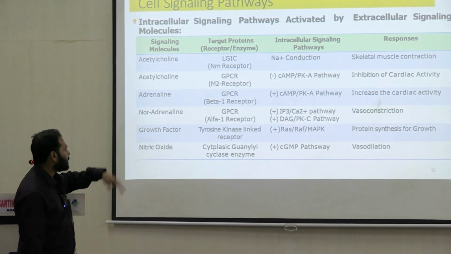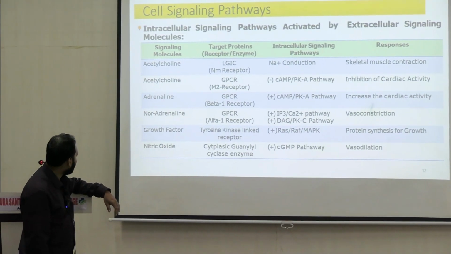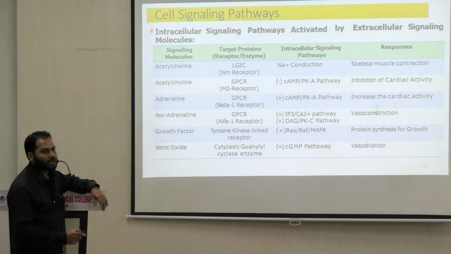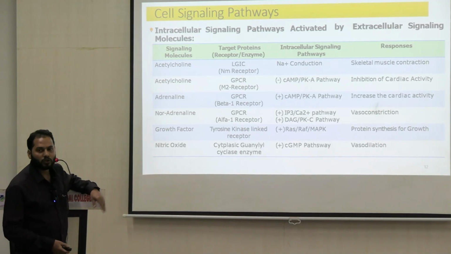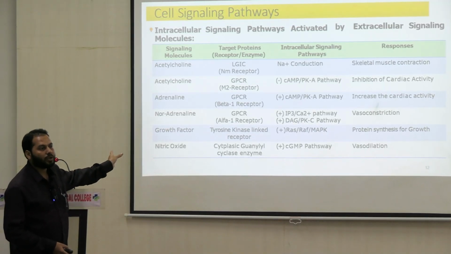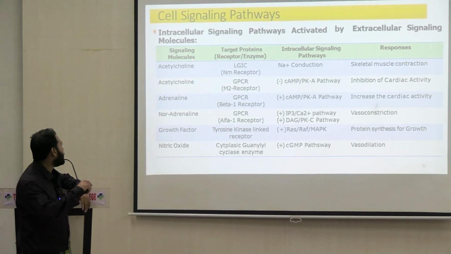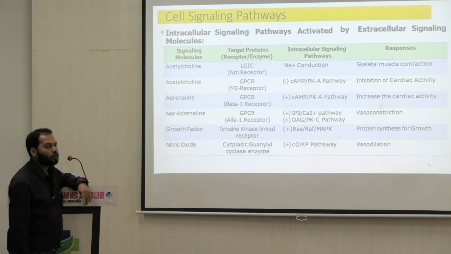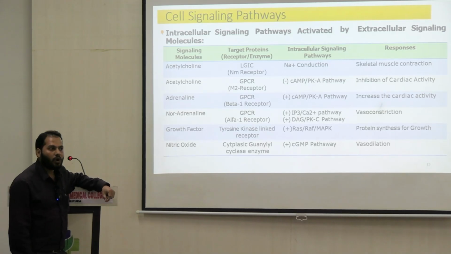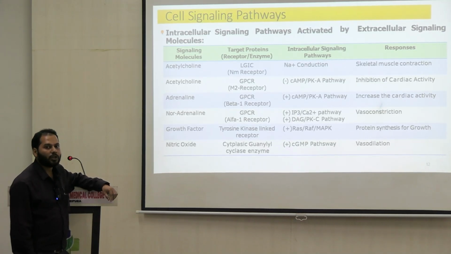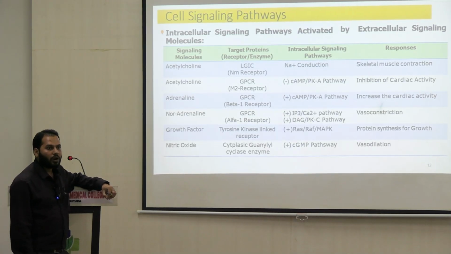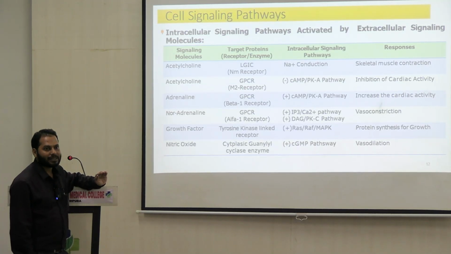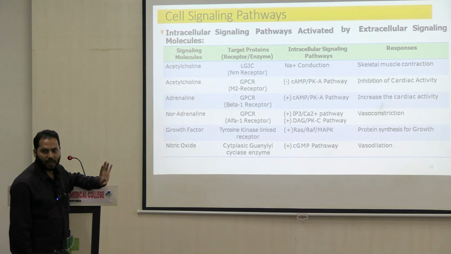See, this is just a general overview. Intracellular signaling pathways activated by extracellular signaling molecules. So here there is a list of extracellular signaling molecules. What are these? Acetylcholine, adrenaline, noradrenaline, growth factor, nitric oxide. These all are extracellular signaling molecules. They all bind with the receptor present on the cell surface or inside the cell, right?